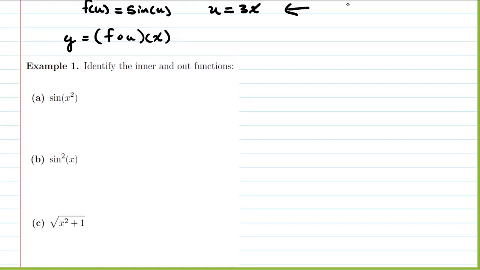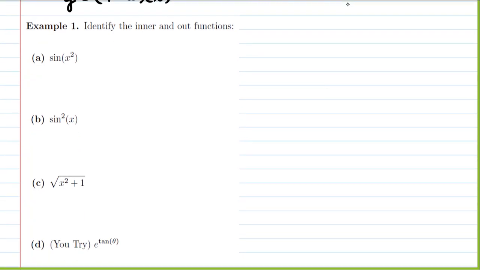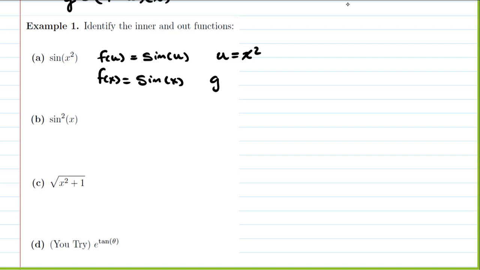So in this example, we have the sine of x squared. We would identify f of u as being the sine of u, and our inner function, u, would be x squared. And in this example, we see that the u is the function that is inside of the sine. So our sine is our outer function, and the u is our inner function. And as mentioned, this is equivalent to f of x equals sine x, and g of x equals x squared.